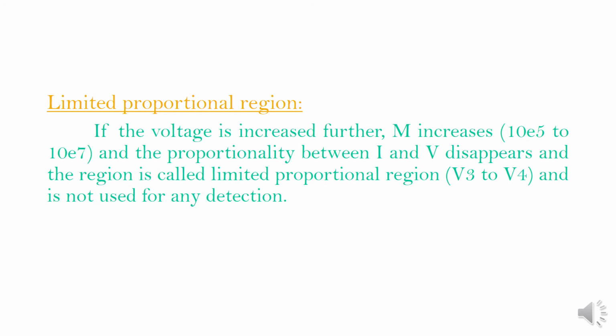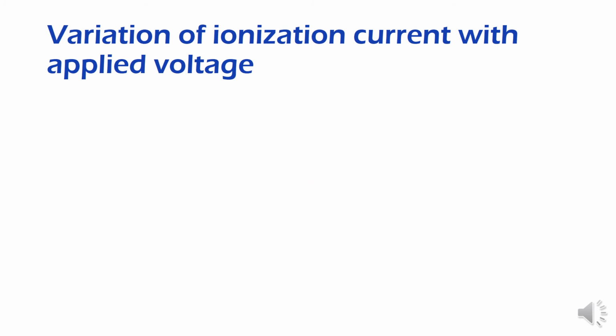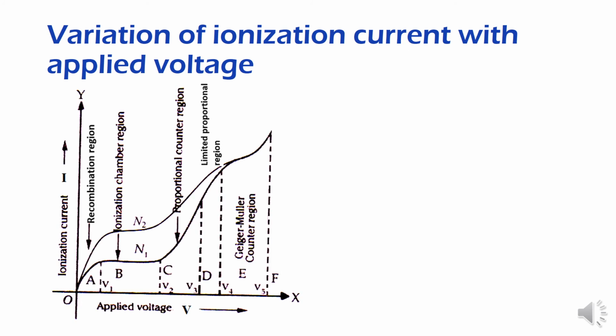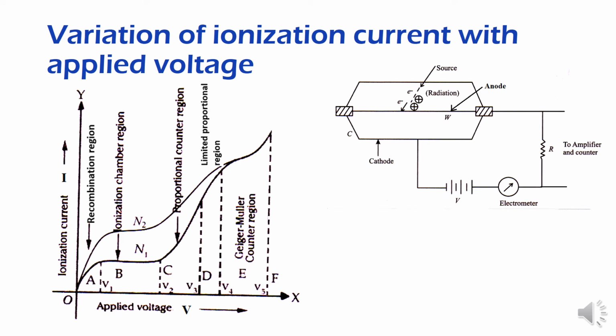So if the voltage is increased further, M increases and the proportionality between current and V disappears, and the region is called limited proportional region and is not used for any detection. Now let us increase the voltage further. Let us adjust the voltage in the chamber to greater than V4, and now you allow the radiation to enter into the chamber. Then what happens in the chamber?